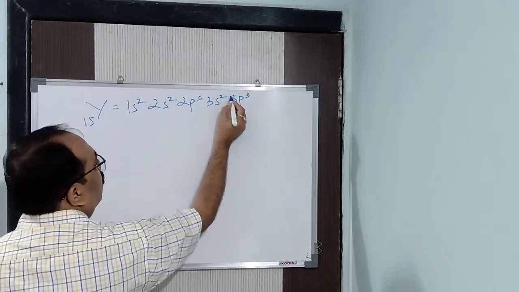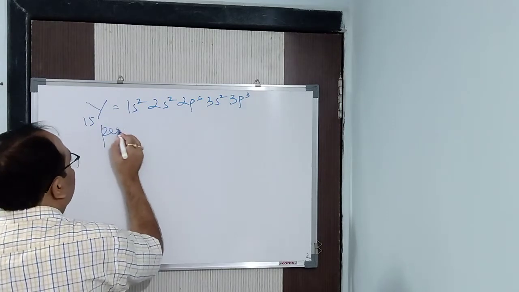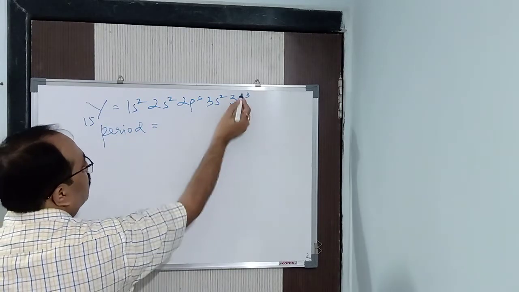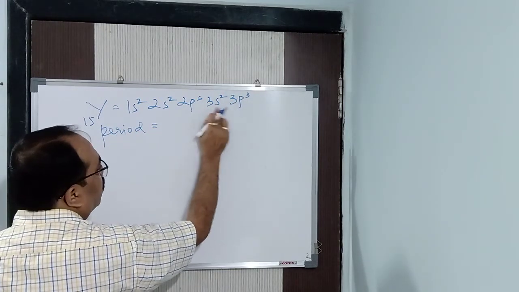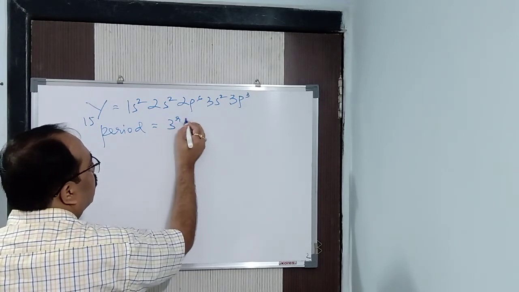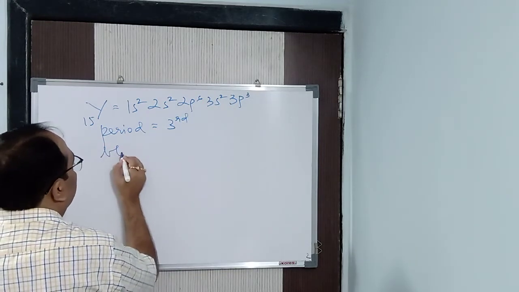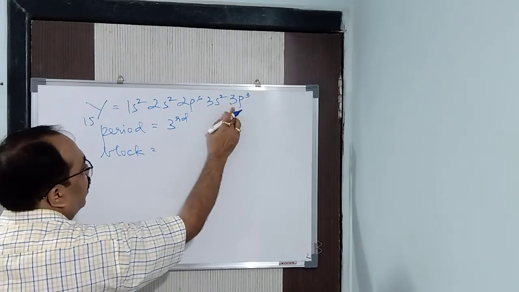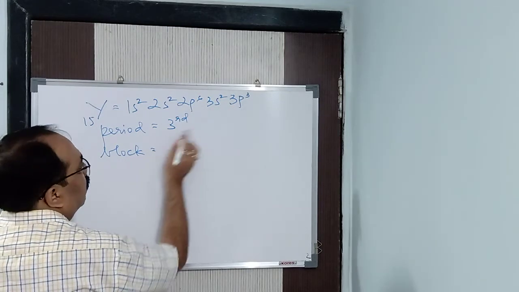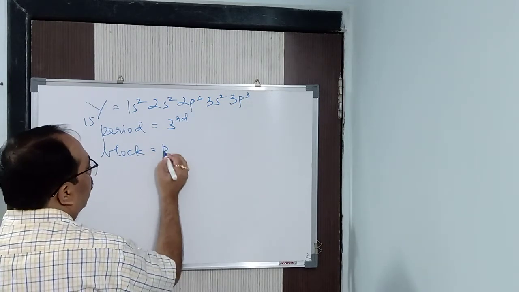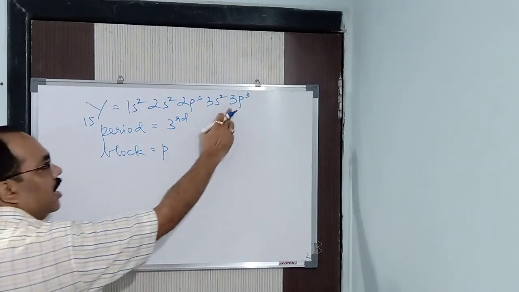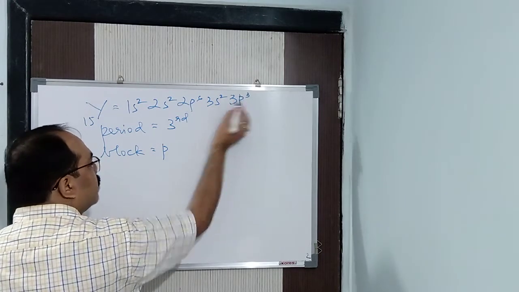3p3. So what is the period it belongs to? That is the third period, because its highest principal quantum number is 3. You can see it here, 3. So the period is the third period. Then after that we'll find out the block. The last electron enters into the P subshell, you can see. So it is the P block.